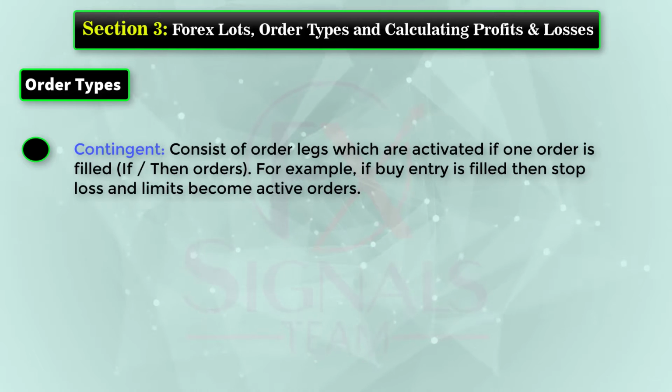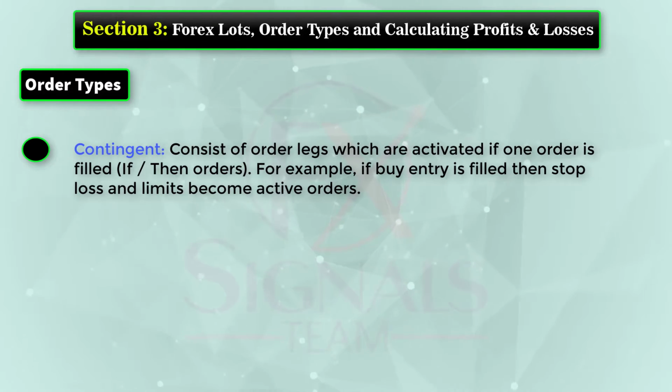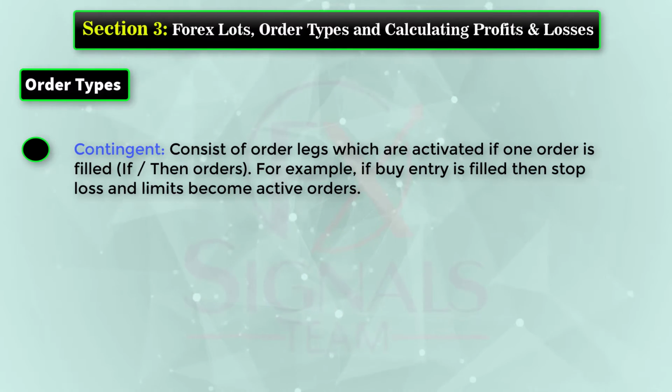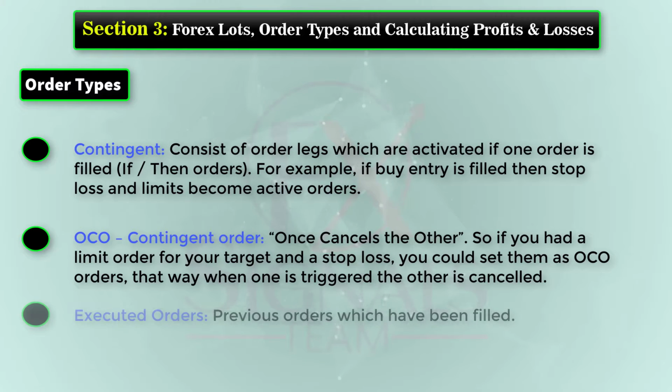Contingent orders consist of order legs which are activated if one order is filled. For example, if a buy entry is filled then stop loss and limits become active orders. OCO, contingent order, one cancels the other. So if you had a limit order for your target and a stop loss, you could set them as OCO orders. That way when one is triggered the other is cancelled. Executed orders, previous orders which have been filled.